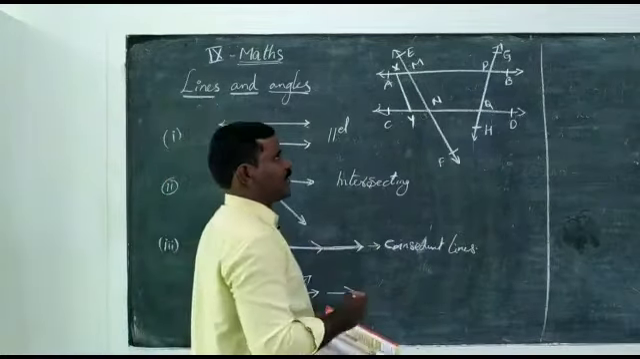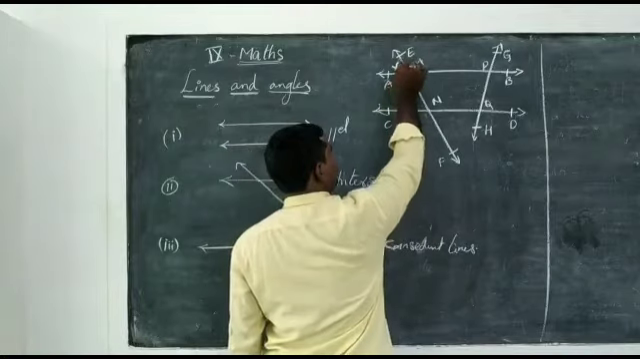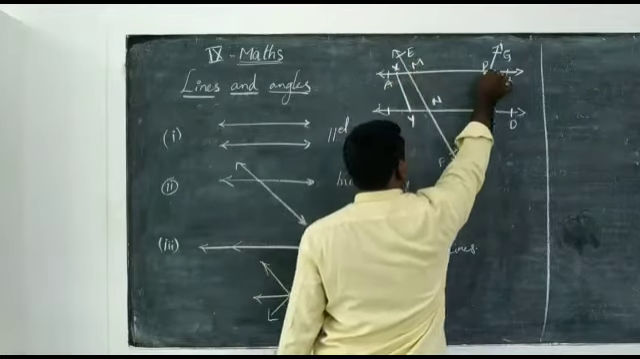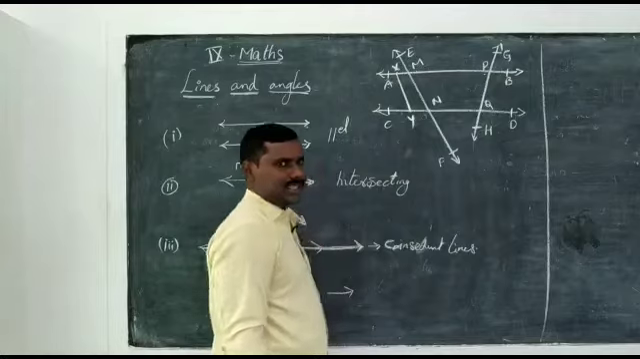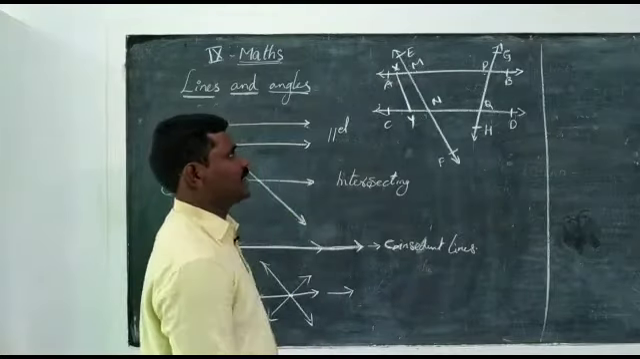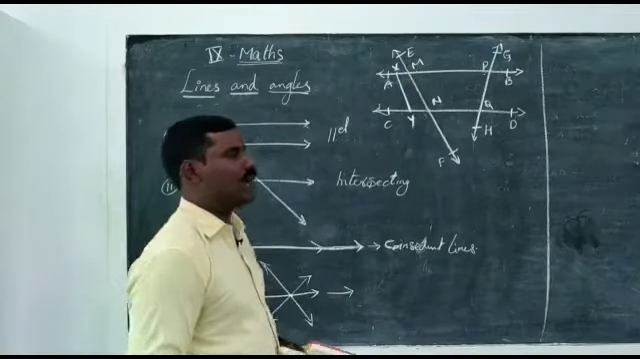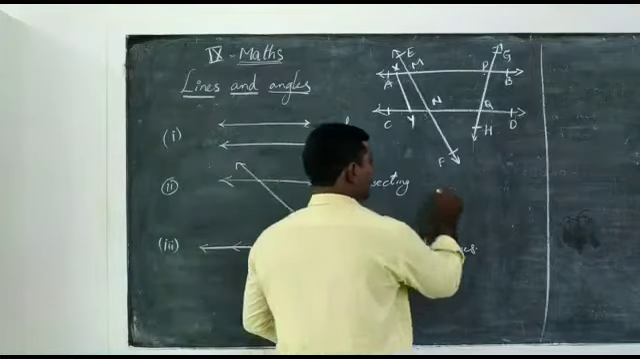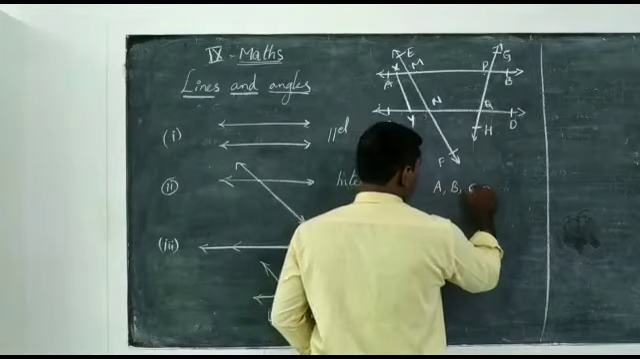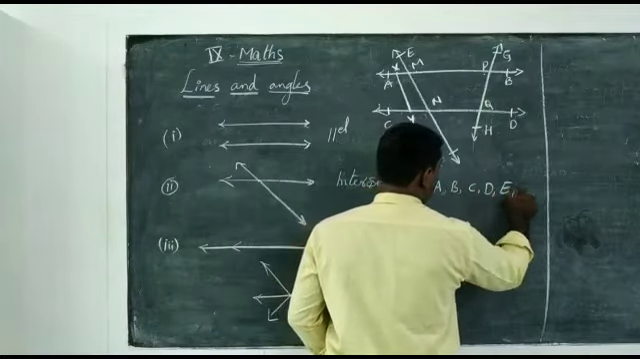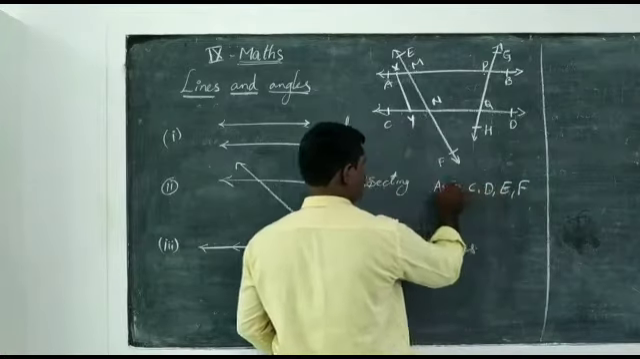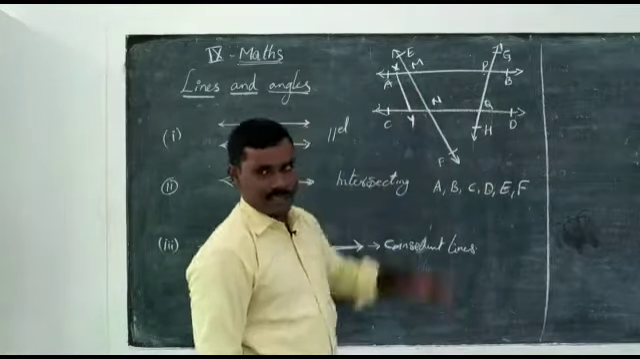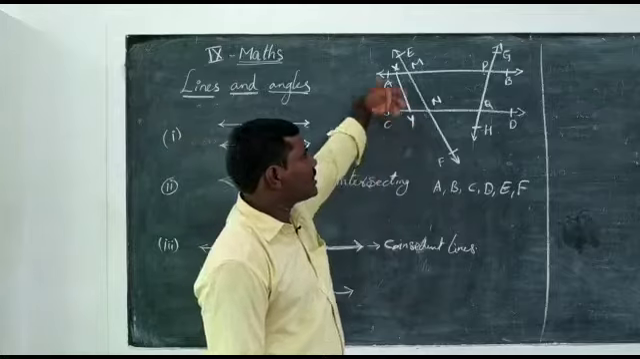I want 6 points. See here, A is a point, X is a point, M is a point, P is a point, B is a point. Like this, total how many points? So many points are there. But we want only 6 points. You have to identify. Now I will write A, B, C, D, E, F. 1, 2, 3, 4, 5, 6. These all are the points. You can write some more points.